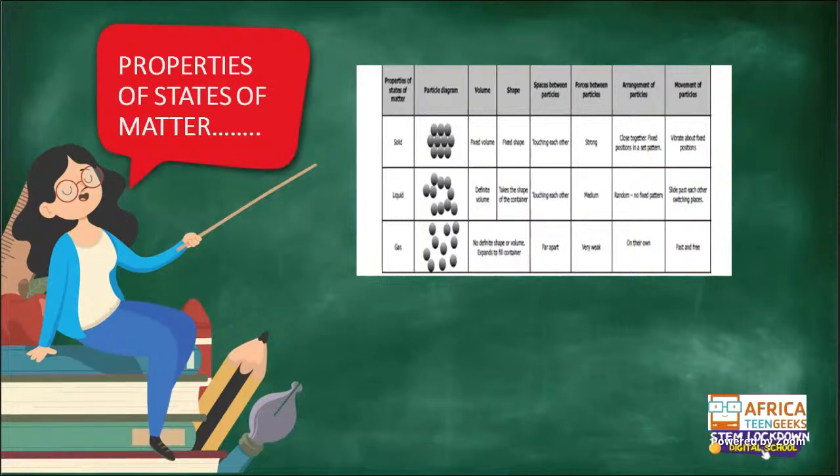Now let's look at the arrangement of particles. They are close together. They have got a fixed position in a set pattern. Now let's look at the arrangement for liquids. Random. They don't have a fixed pattern. Gases are just on their own. Now let's look at the movement of the particles.